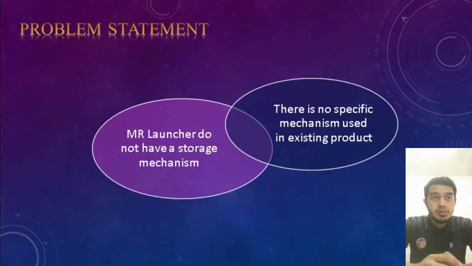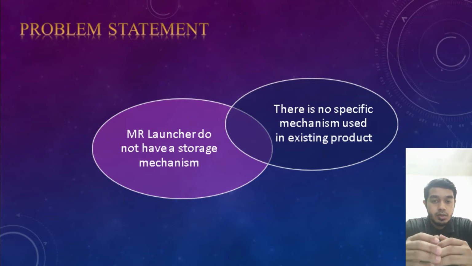For the problem statement, number one is that the MR launcher does not have a storage mechanism, so we need to pick up the balls one by one using the gripper mechanism before launching them. Number two is that there is no specific mechanism used in the existing product.